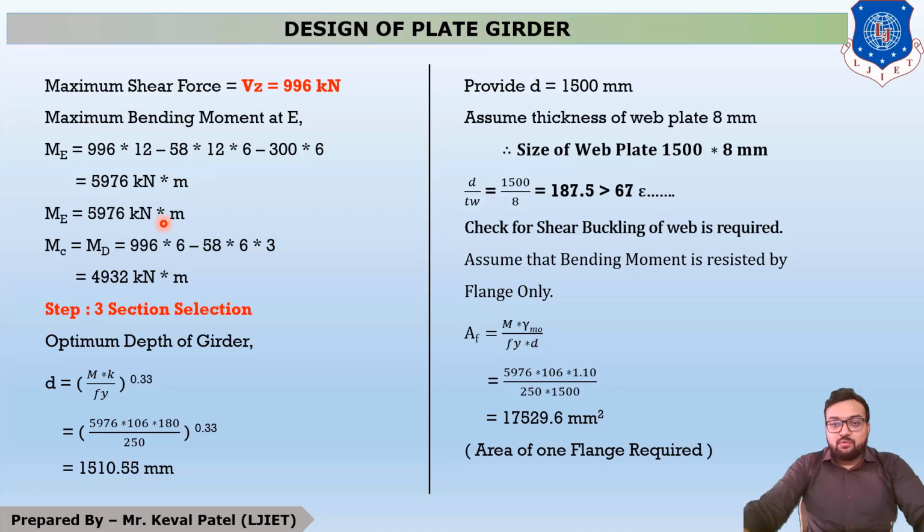Now we have to select a section in such a way that it restrains the maximum bending moment and maximum shear force. If our selected section doesn't restrain them, then we have to provide additional stiffeners, called vertical stiffeners as well as horizontal stiffeners. So let us start example number 2, step number 3, which is section selection.